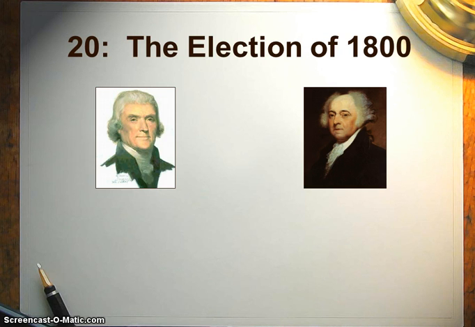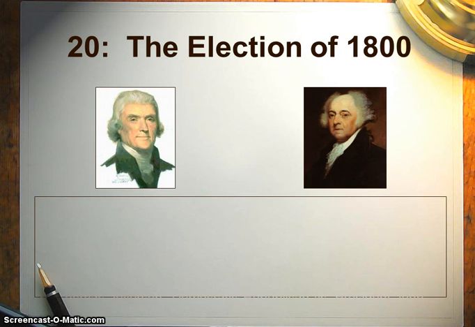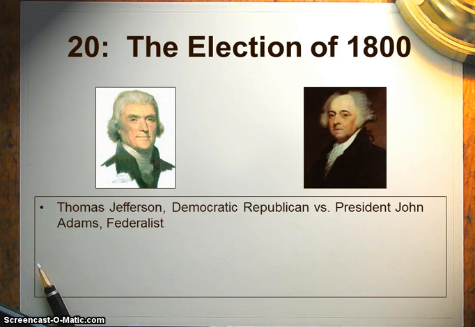The election of 1800 is mentioned in your book, and basically this is when George Washington decides that he is no longer going to be president. He did not want to run for a third term, and he thought no one else should ever run for a third term. Thomas Jefferson, a Democratic Republican, ran versus President John Adams, a Federalist. John Adams was actually elected in 1796.